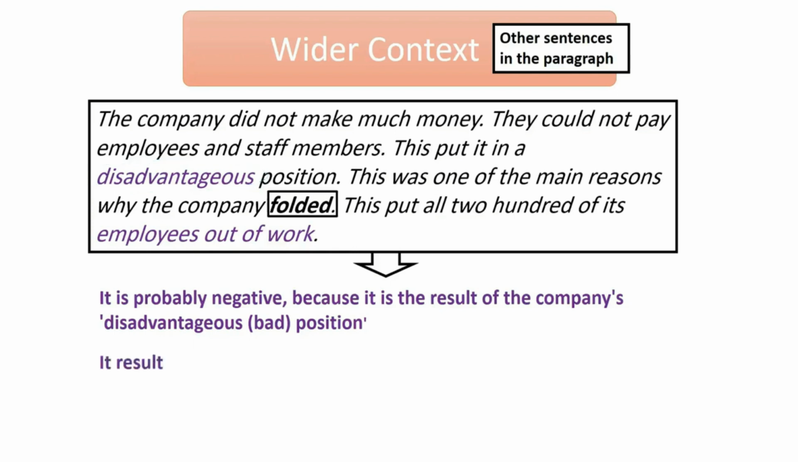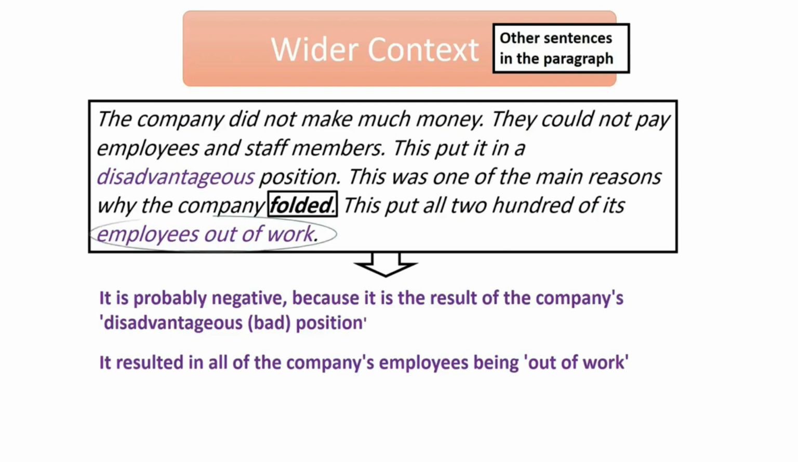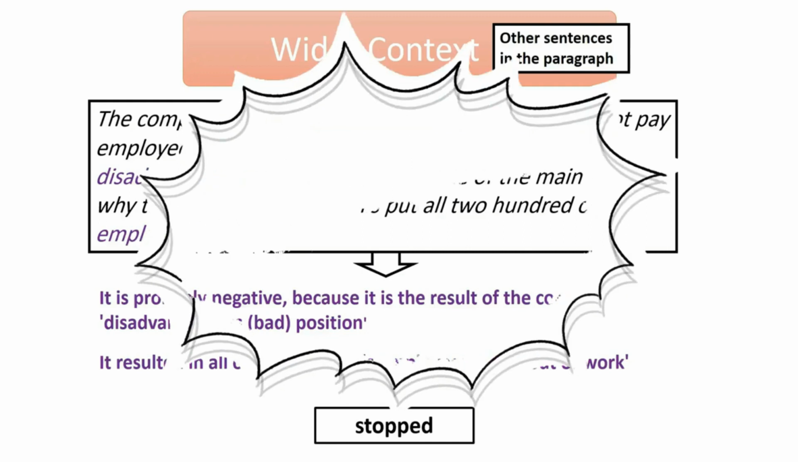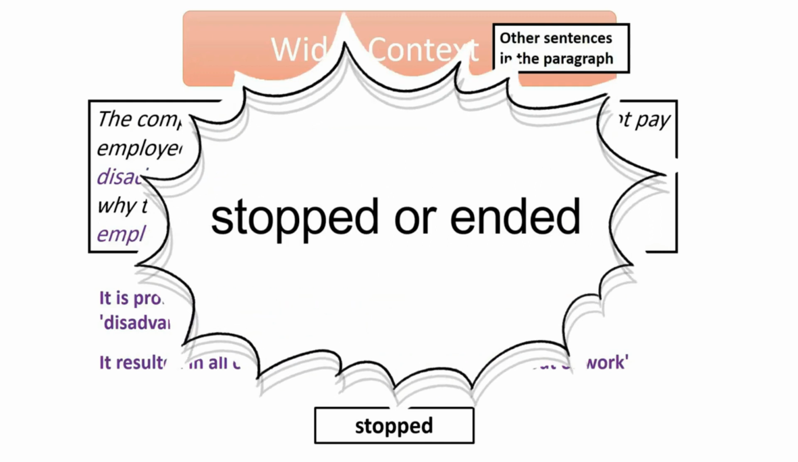And also we can say it resulted in all of the company's employees being out of work. They don't have any jobs now. So therefore, this gives us a negative meaning, and something has happened to the company which made the employees lose their jobs. Employees out of work is key in understanding the meaning of folded. So we know also through the general context of the paragraph that the meaning is stopped. So folded is stopped.